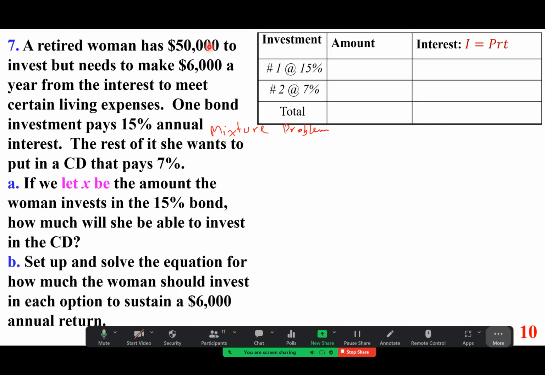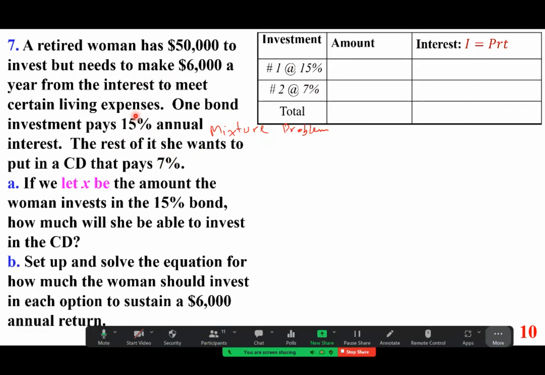So how much do we have? We have $50,000 to invest total. So the total amount is $50,000, so it goes here. We need to make how much? 6,000. That means the total interest we need to make is 6,000. So we have 50,000, and we need to make $6,000 worth of interest. One bond pays 15% and the rest 7%.